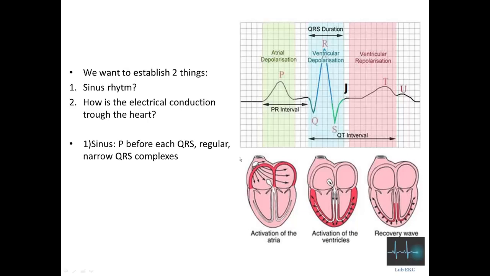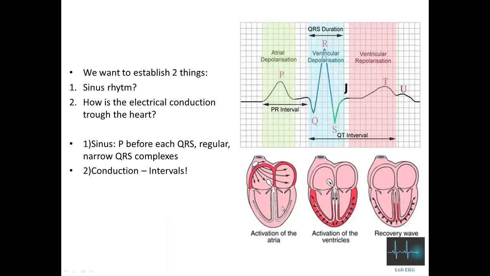Now this we can see by narrow QRS complexes, because if we have, say, an ectopic rhythm originating somewhere else than the sinoatrial node, like say in the ventricles, they will contract dyssynchronized and kind of not in order, so they will show up as broad QRS complexes.